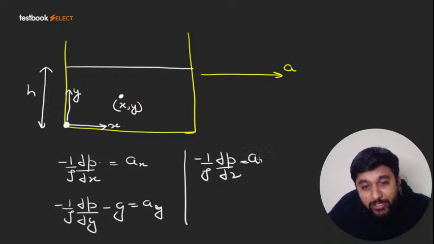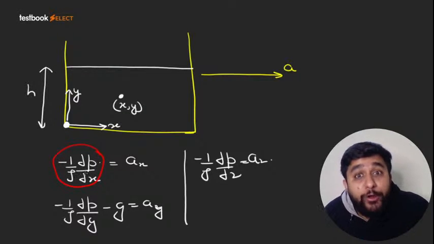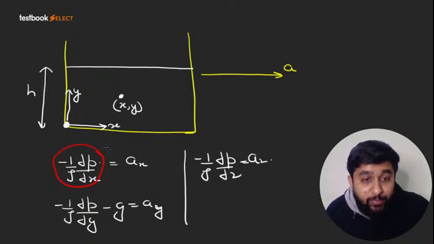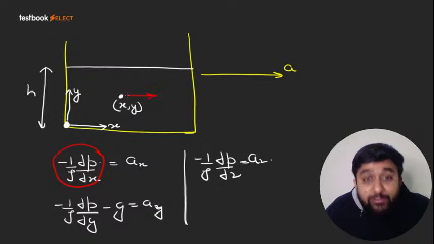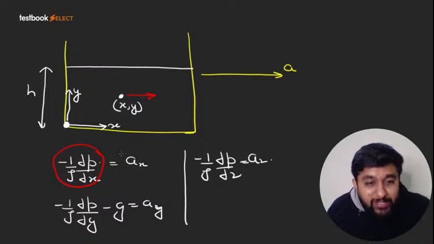Now you will ask me, sir, what are these? I hope you remember what I have done. This is the resultant pressure force on the fluid particle per unit mass. So along the x direction, which is horizontal direction, there will be only pressure force on the particle. So resultant pressure force is equal to mass into acceleration. Now we are writing per unit mass. So mass will be 1.